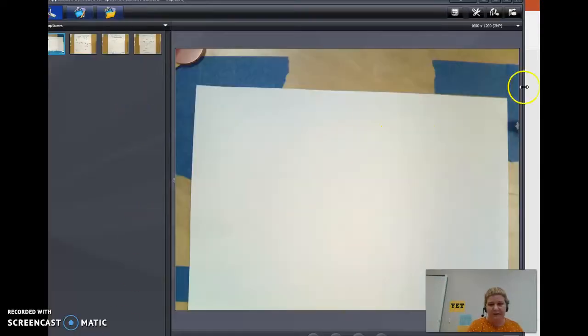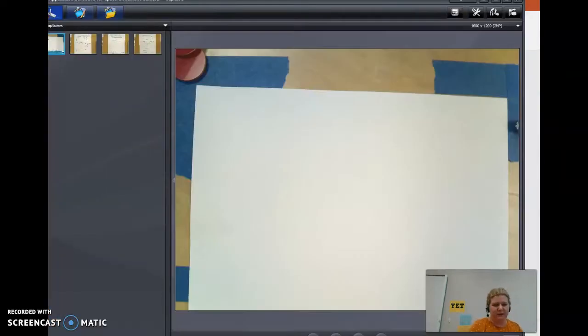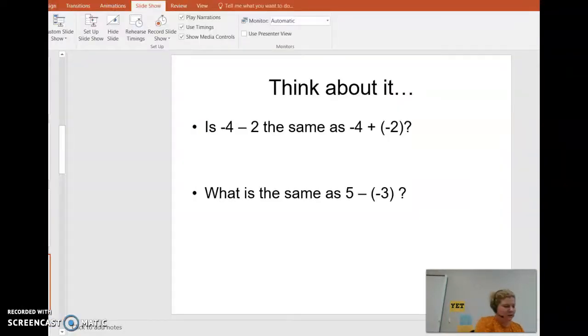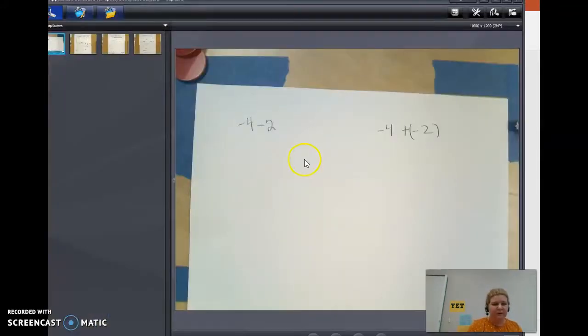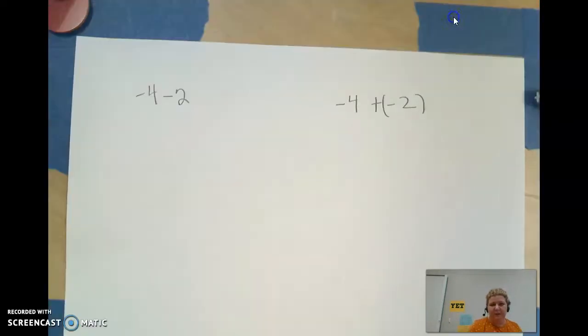I'm going to use this other camera. We're going to leave that the way it is. So the first problem we had, let's double check it. Negative 4 minus 2, and then we had negative 4 plus negative 2. And again, those parentheses there, their purpose is just to make it neat. So here I am, and I'm going to build these out.